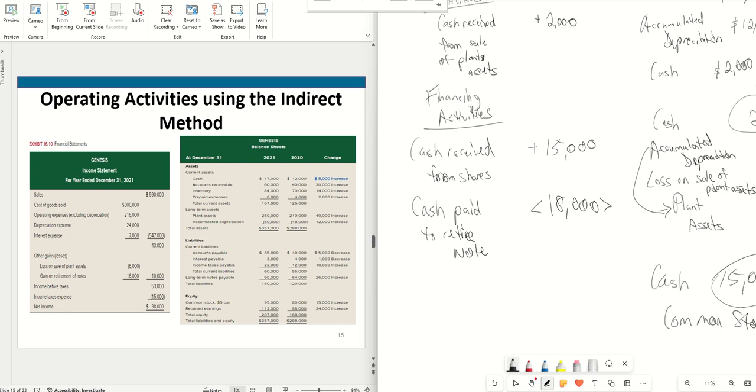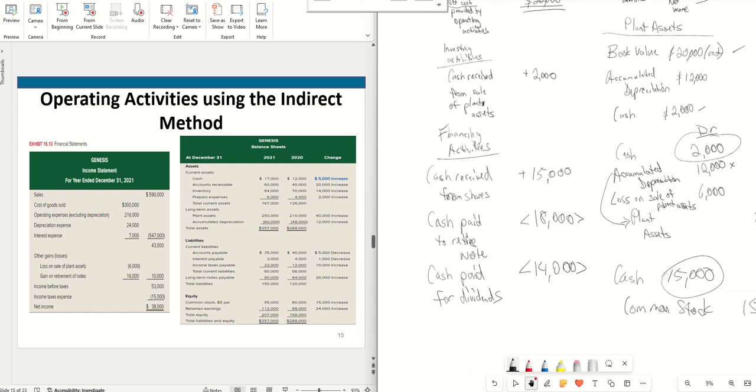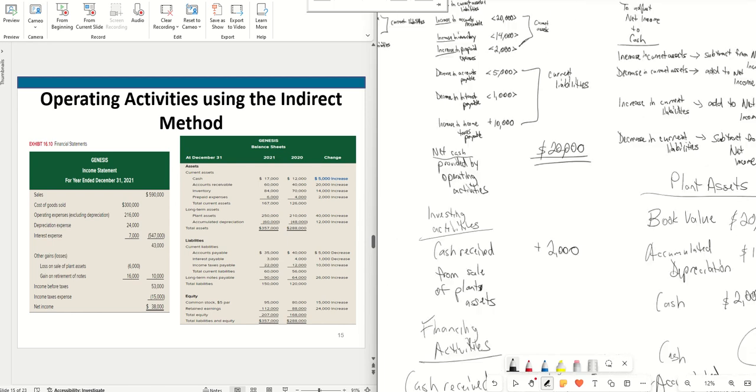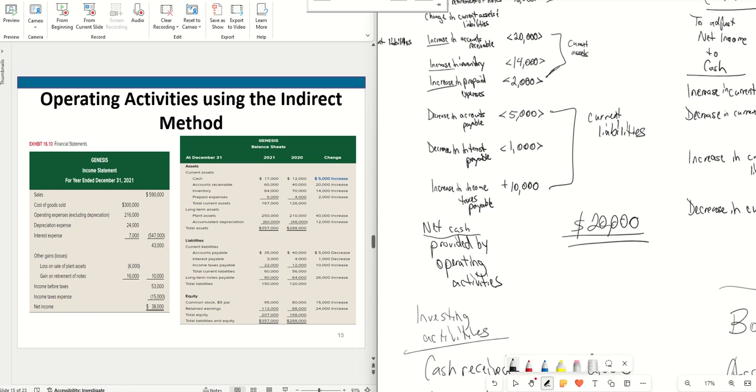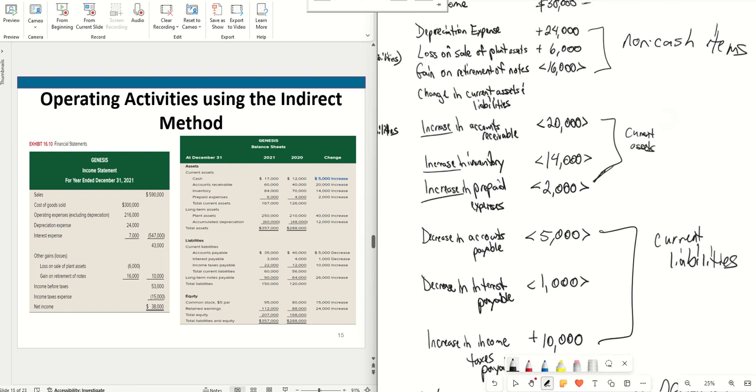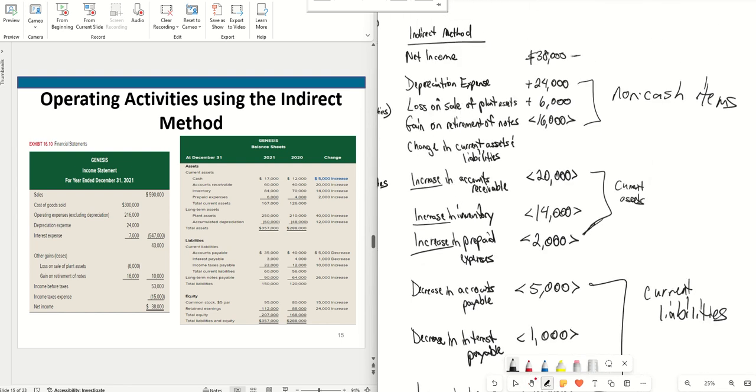So the last part here, number three, declared and paid cash dividends of $14,000. So we're going to put on here cash paid for dividends that was paid out. And it's going to be a subtraction of $14,000. Okay, and this is what makes up the financing activity section. So if I zoom in, so we can take a look at the whole picture here, we have to break it out in parts because it is too much information here on the screen.